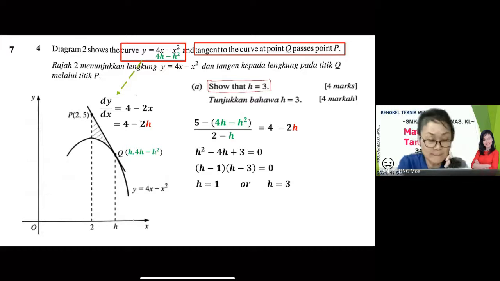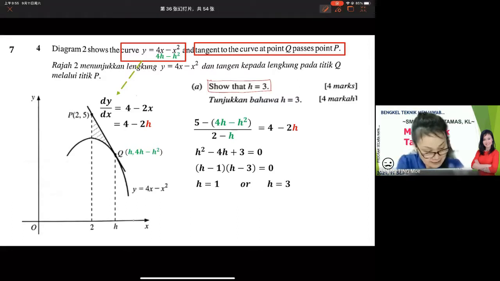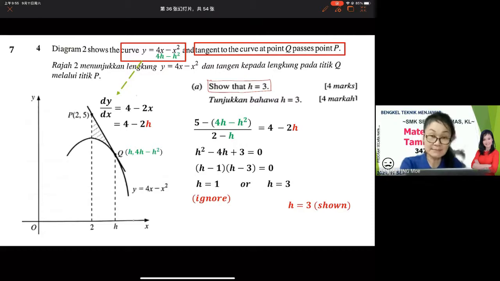Why not 1? Give me a reason why not 1. Why do you ignore the answer? Why do you ignore 1 and you accept your answer h equals to 3? Because the question asks. Yes, very good. Siana, Adam, your answer is not wrong because the question asks you to show.